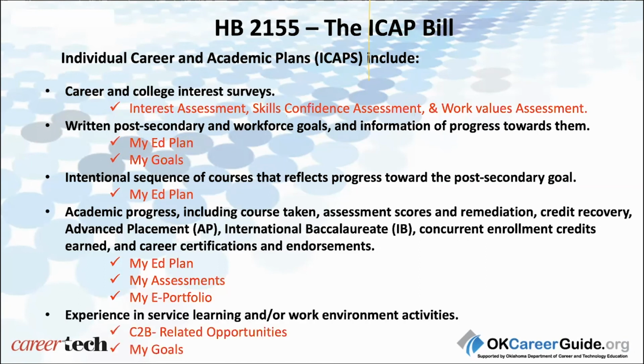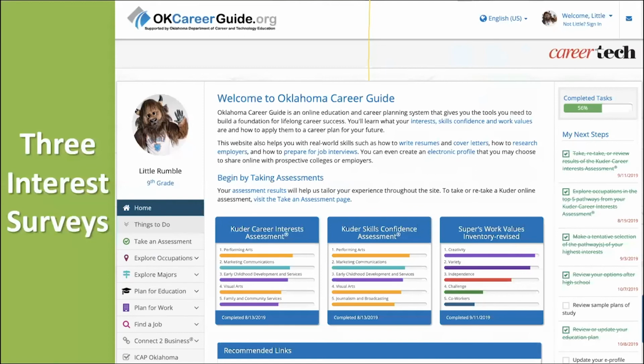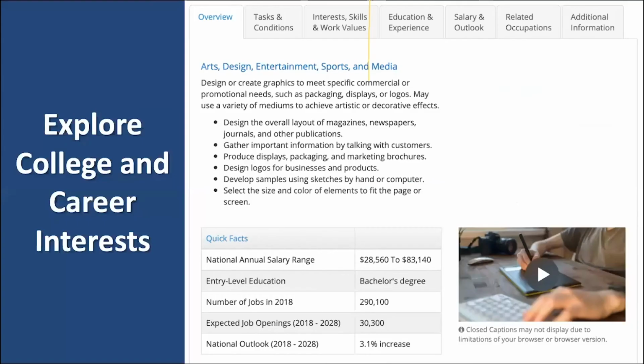And then finally, we want that work-based learning experience, and we do that through the connected business aspect. So inside the system, we have our 3 interest inventories right there in the middle of the page. This is the landing page inside the system. So you have the career interest, skills confidence, and work values. And I get a nifty little graph showing me how I've performed on those and what lines up with what I'm most interested in.